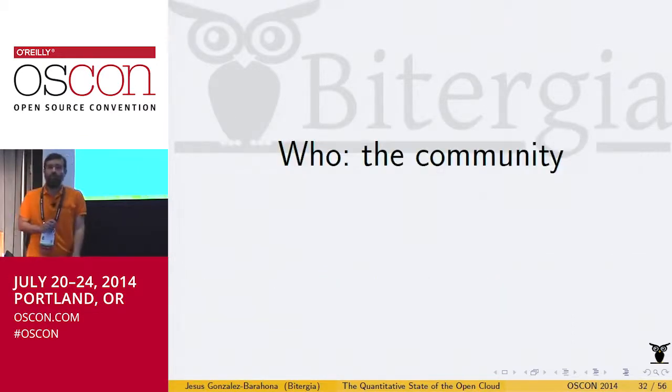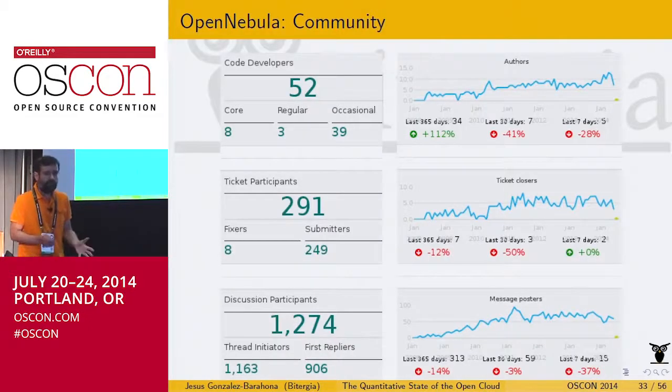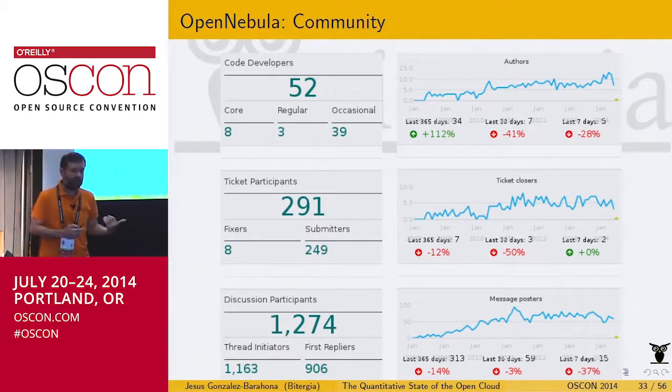Okay, let's go now to the community, which is the last part of the presentation. First of all, the size. Now let's focus on this left part that we have omitted up to now. There you can look at different numbers for the community. The upper part is commits, basically. But we are looking at authors.